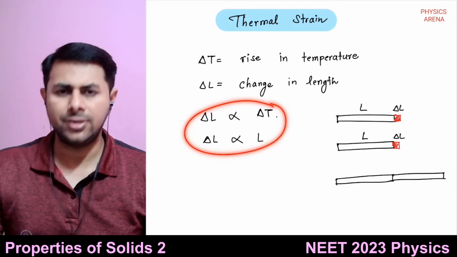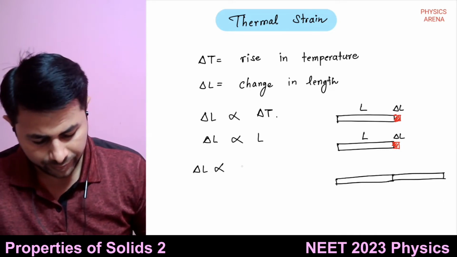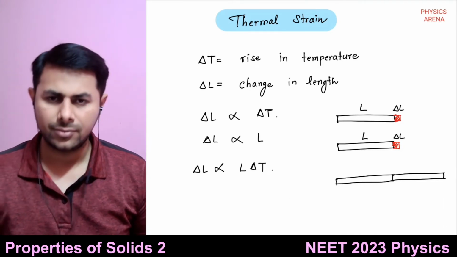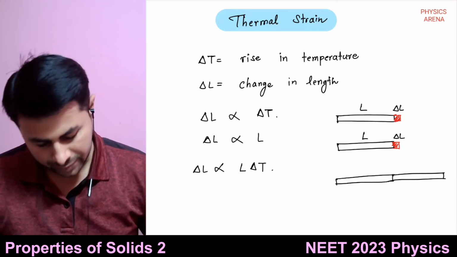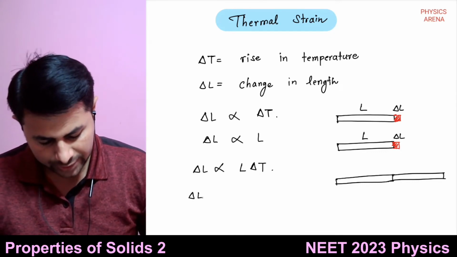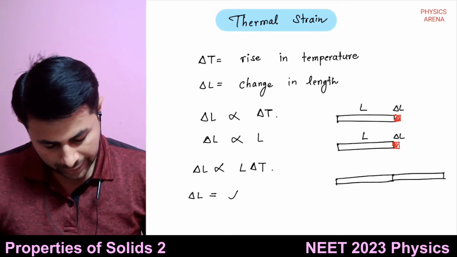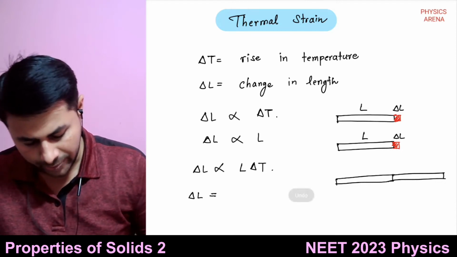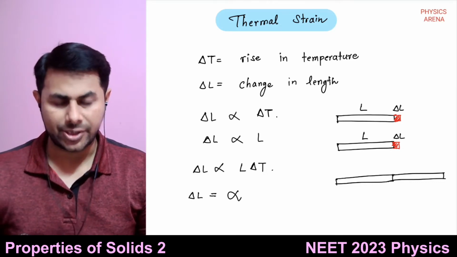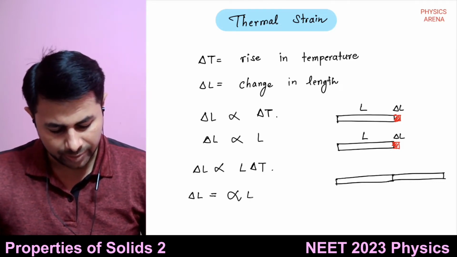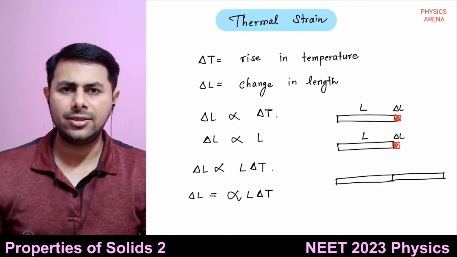So if we combine these two, what do we get? We get delta L is proportional to L times delta T. So change in length is proportional to L times delta T. And if we remove this proportionality sign and put an equality sign, a constant will come, and the constant is denoted by alpha. It is known as the coefficient of thermal expansion.